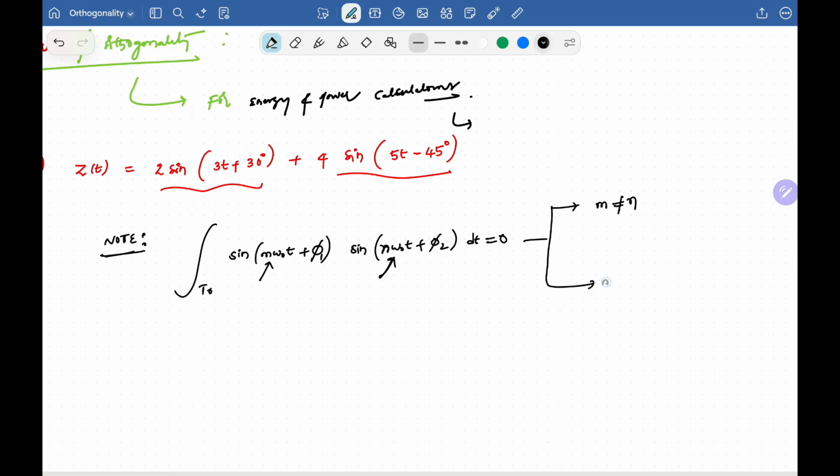And if the frequencies are equal, you still have a chance, so the orthogonality condition can still be satisfied. How? You need to focus on the phase. Phi 1 minus phi 2 should be n pi by 2, that is 90 degrees, where n should be an odd integer, like 1, 3, 5 and so on. So this is the question. Let us go through these questions.